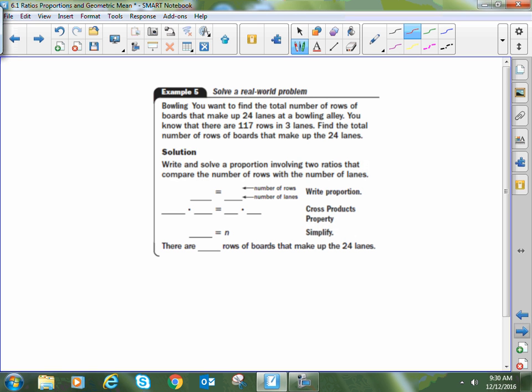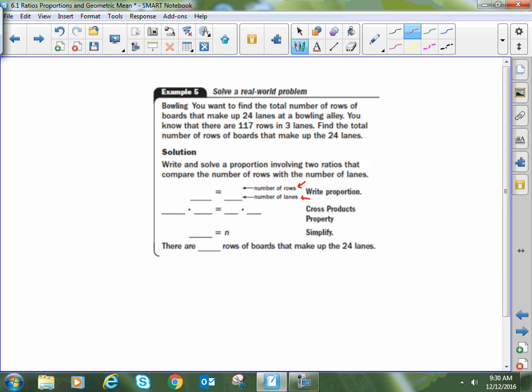So here we're taking a look at an application problem of how we're going to use ratios to set up and solve a proportion. Now, here they're setting it up in terms of a bowling alley, and we want to know, well, find the total number of rows of boards that it makes to make up 24 lanes. Now, whenever you're setting up a ratio or a proportion, pay attention to how you set it up. So here we have the number of rows compared to the number of lanes.